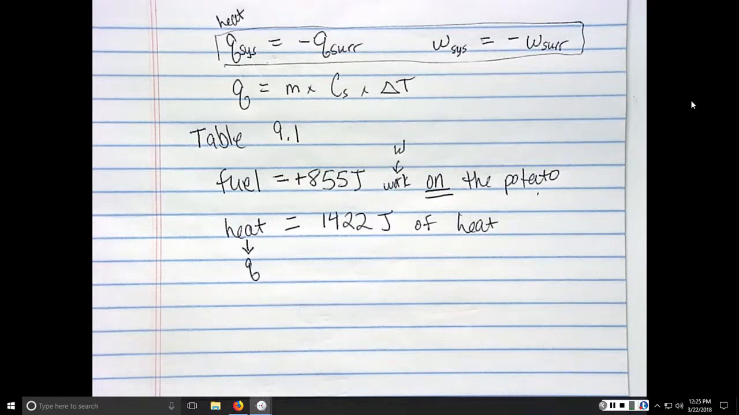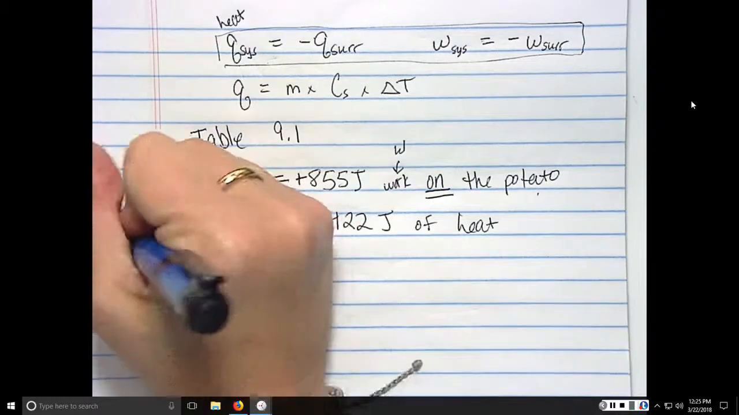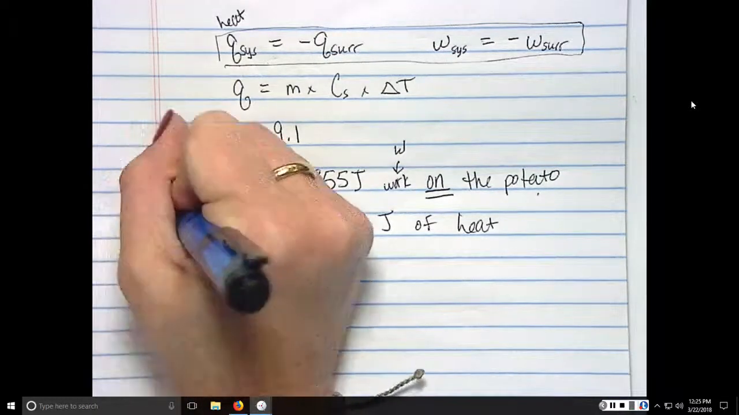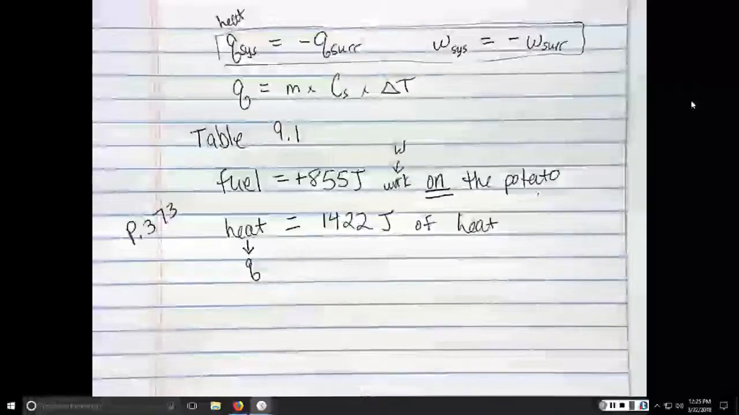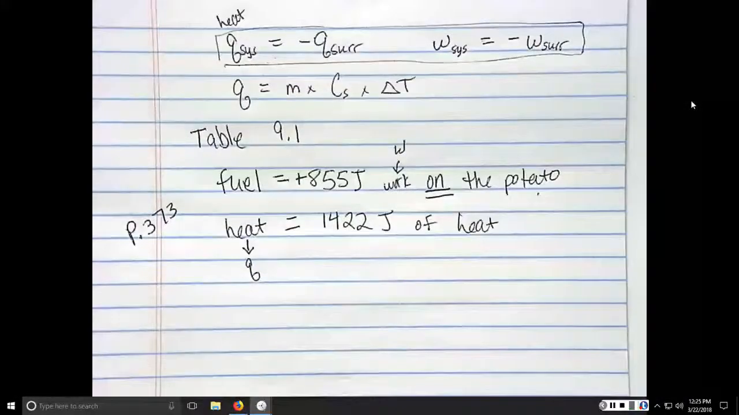I'm on page 373. Okay. All right. So if the burning of the fuel is 1,422 joules of heat, that's the fuel.